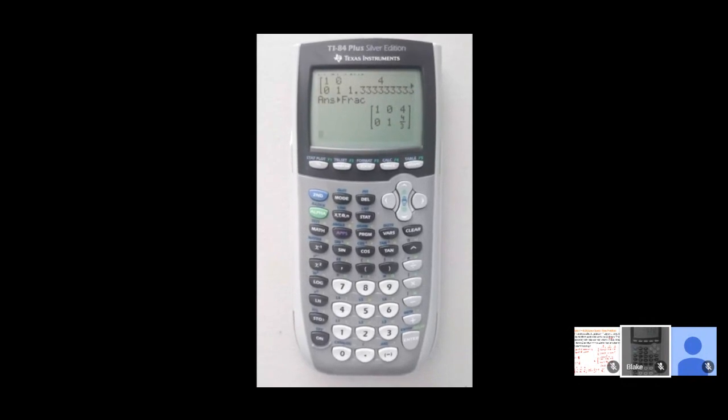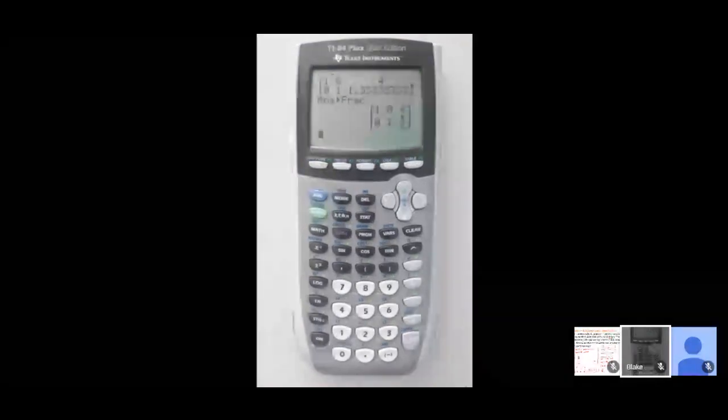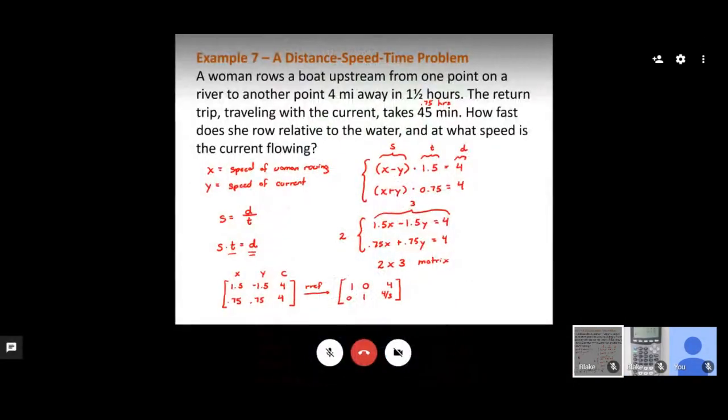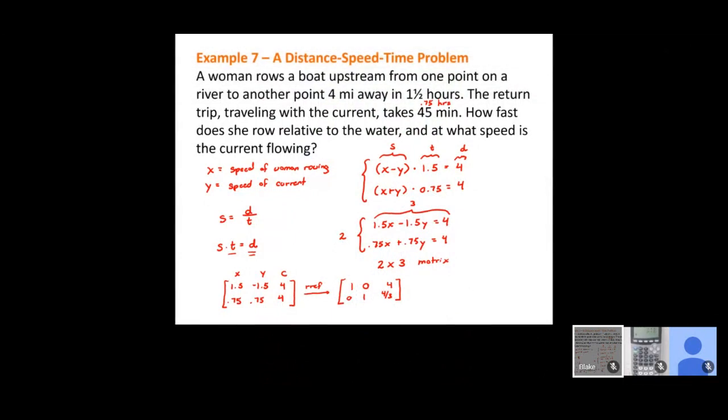So again, now I'm going to go back to my slides. Okay, so there's the matrix we got. So what we have to think about now is what those columns actually represent. So what did we say the first column represents here? X, right? So I know that this is my X column. My second column then is Y, and then down here, this is going to give us our constants.